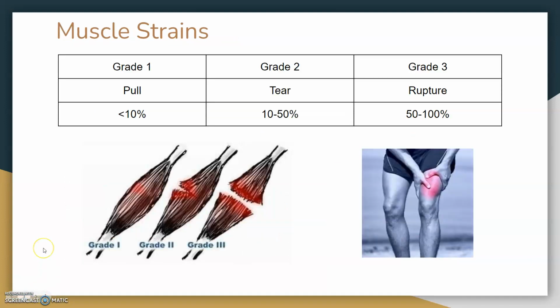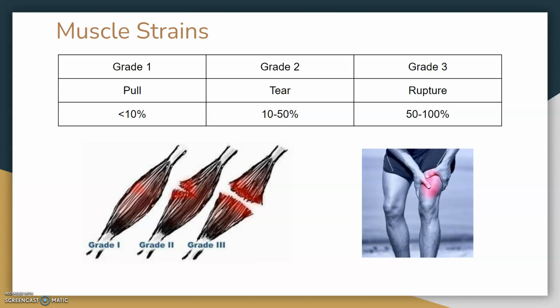Moving on, muscle strains. Grade 1. Grade 1 is a pull and is where less than 10% of the muscle fibres are affected. This isn't very painful at all and will only put the athlete out for up to 2 weeks. This is also hardly noticeable as there isn't much swelling or bruising of the muscle.